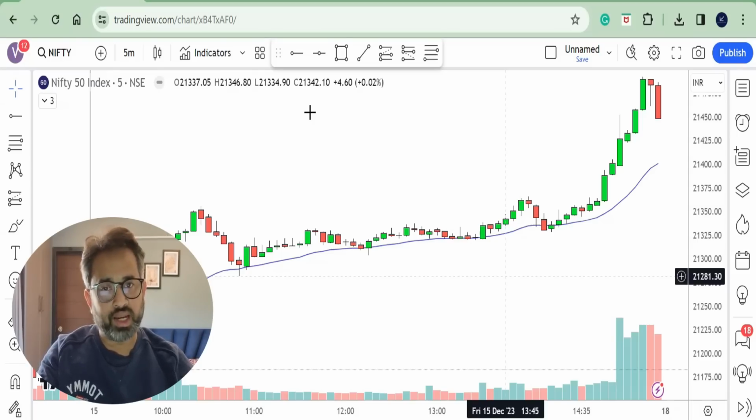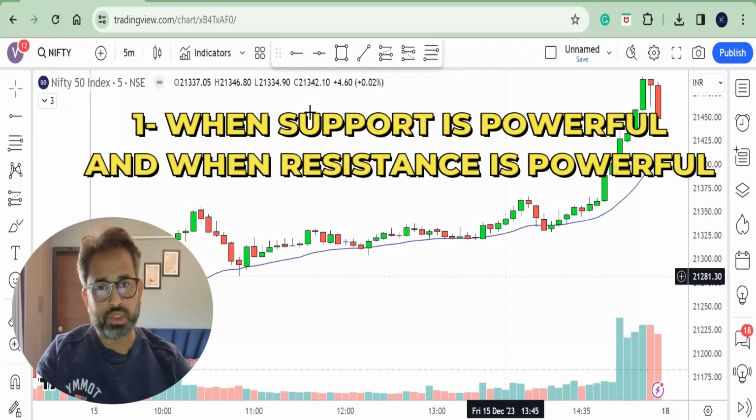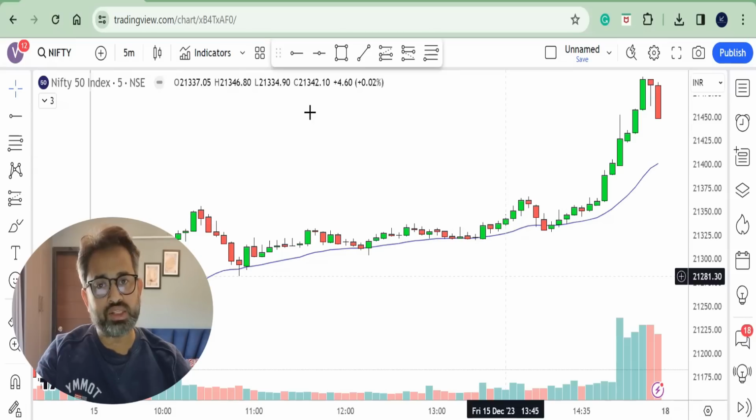There are three important points. First, when support is powerful on your chart and when resistance is powerful on your chart, because support and resistance are not equal. If you think support and resistance are just support and resistance on every chart, no. Sometimes you have to give more importance to support, sometimes to resistance. By powerful, I mean whenever price comes and holds that support, that is powerful. Whenever price breaks that support, it's not powerful. The same applies for resistance also. Powerful means when support is going to hold, and when resistance is going to hold.